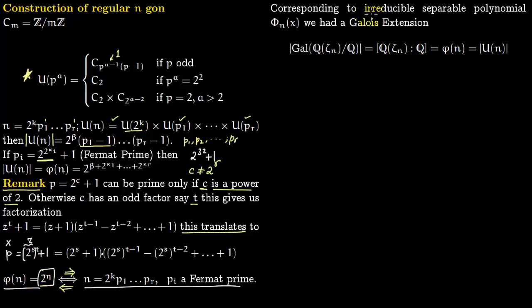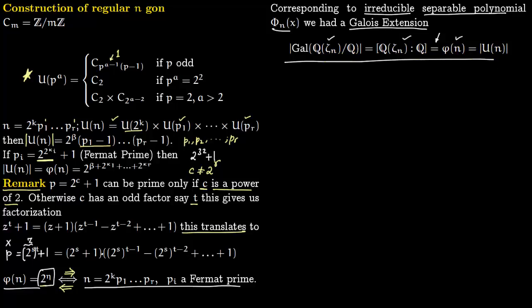So corresponding to this irreducible and separable cyclotomic polynomial, we had a Galois extension. This we have shown. So the Galois group has order equal to the degree of the extension, which is equal to φ(n). This we have shown before in the lecture on irreducibility of cyclotomic polynomials, and this is just the definition. By definition, φ(n) is the order of the group U(n), that is, the number of elements between 1 and n, including 1, that are relatively prime to n. So this we already know.